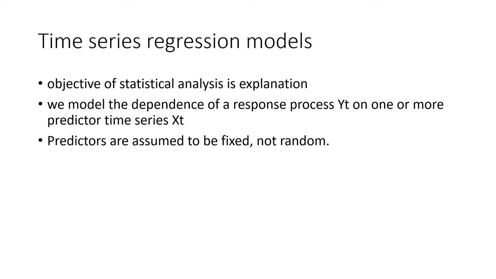Why? Because you want to explain the relationship between covariates or independent variables. So we got the dependent variable, which is the response process YT, the number of deaths, the number of suicide, the number of infection, and then you have predictors, and predictors are assumed to be fixed and non-random.